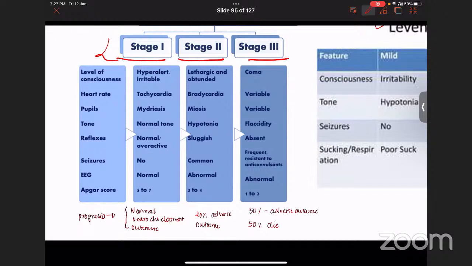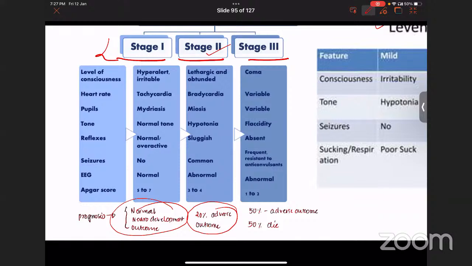The child is less likely to have seizures. If everything is normal and MRI is normal, pH is also normal, then you go for stage one and they have a normal neurodevelopmental outcome. If the child falls in stage two, then 20% of the children will have an adverse neurological outcome, that is the dreadful cerebral palsy.